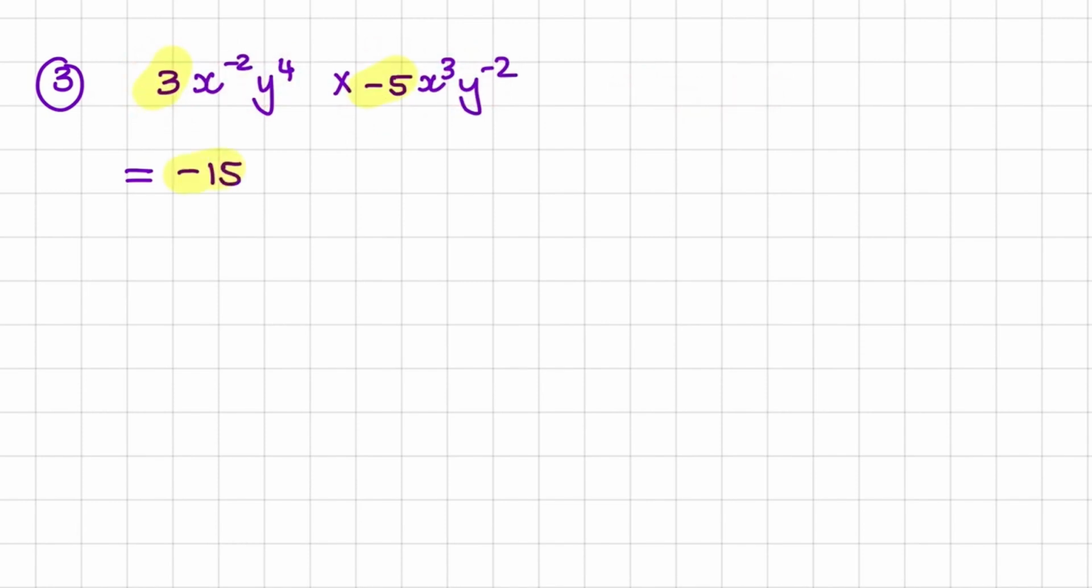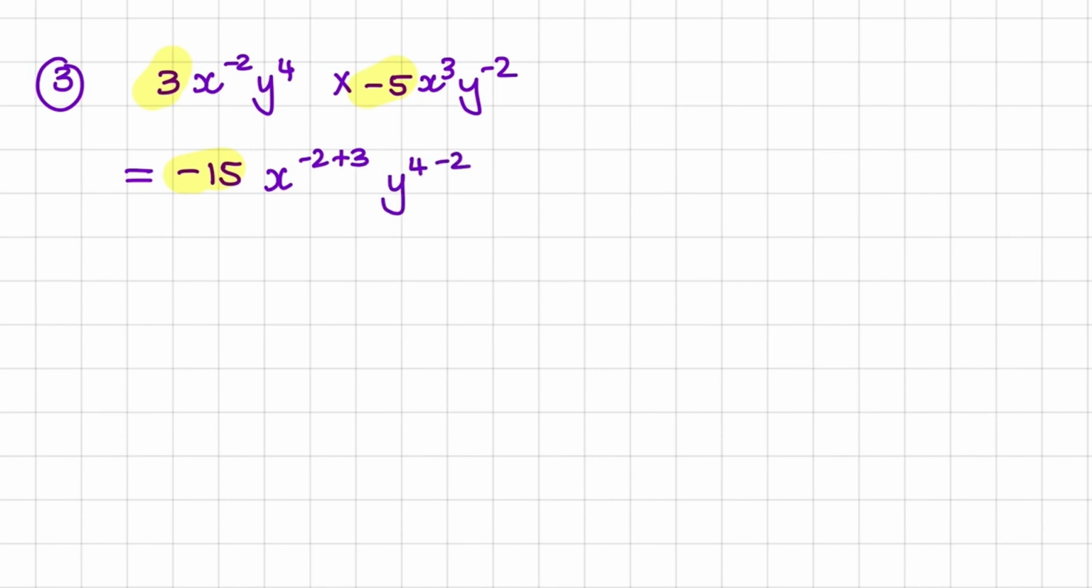Let us move on to the exponents. So I have x to the power of negative 2 and x to the power of 3. And when we multiply, we add the exponents together. Next, we have y to the power of 4 and y to the power of negative 2. So this becomes y to the power of 4 minus 2.